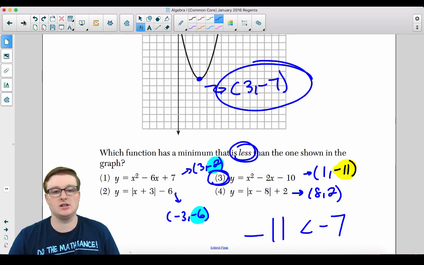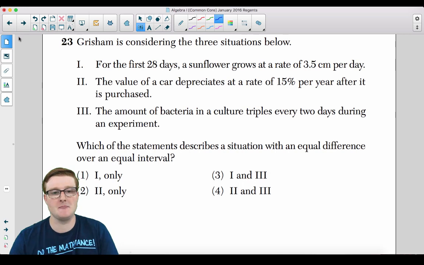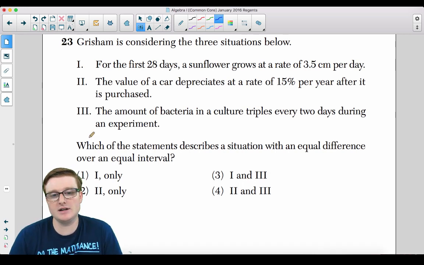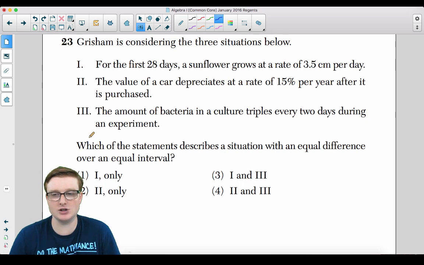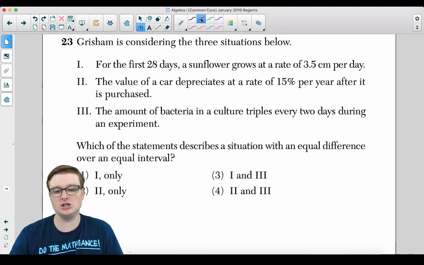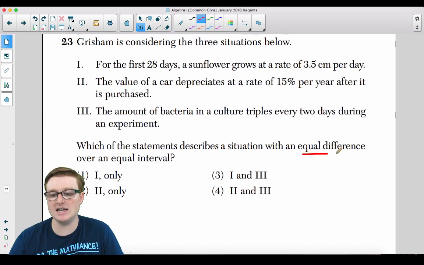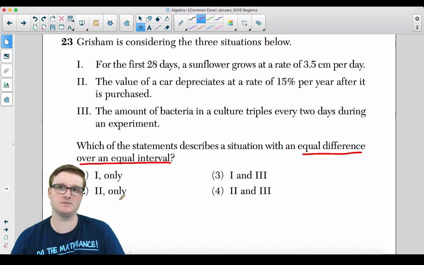Last two of this exam, or for this video. Grisham is considering the 3 situations below. The first, for the first 28 days, a sunflower grows at a rate of 3.5 centimeters per day. 2 says the value of a car depreciates at a rate of 15% per year after it is purchased, and the amount of bacteria in a culture triples every 2 days during the experiment. Which of the statements describes a situation with an equal difference over an equal interval?